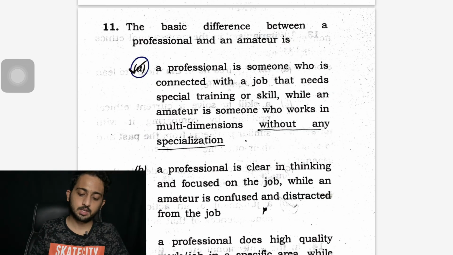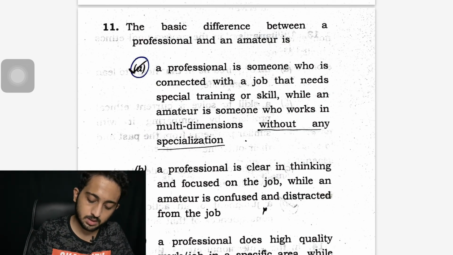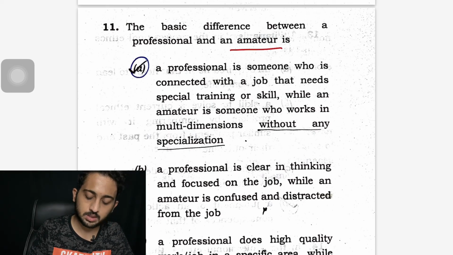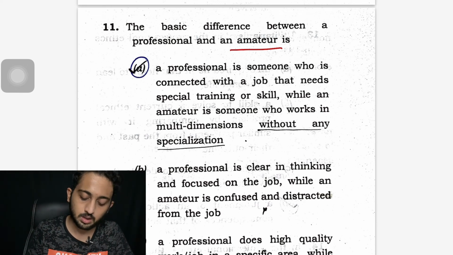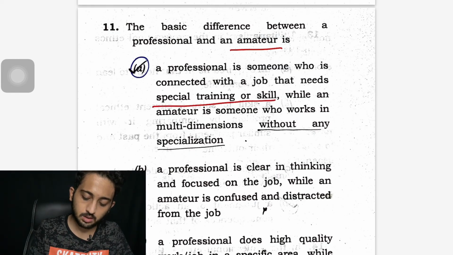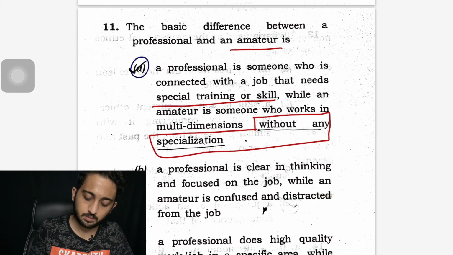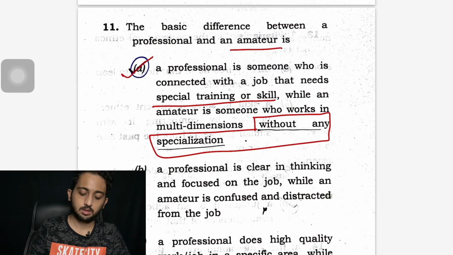The basic difference between a professional and an amateur is, you might have heard this word a lot of times. So that's the reason I'm telling, if you have a good grip on English, you can easily score 10 to 15 marks more than your competitors. A professional is someone who is connected with a job that needs special training or skill. That is true. While an amateur is someone who works in multi dimensions without any specialization. That means he is not a professional. This is the right option.